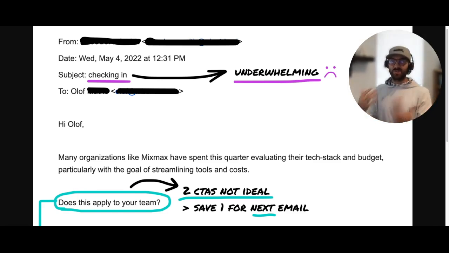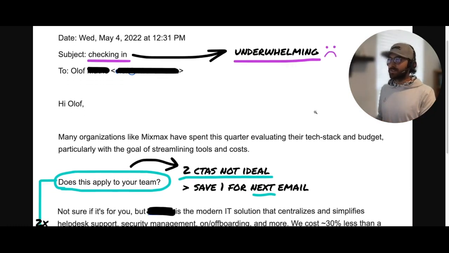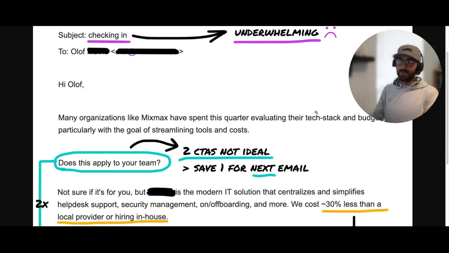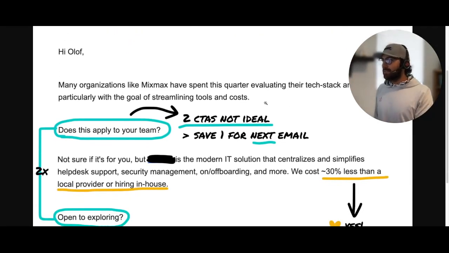"Checking in" is super basic, very general. And honestly, if anything like this comes across my inbox, I'm probably trashing it because I don't even know what this means. So I think they could do a better job of getting right into the body. What are you trying to prove? What are you putting in your email? Put that in your subject line in a very shortened way.